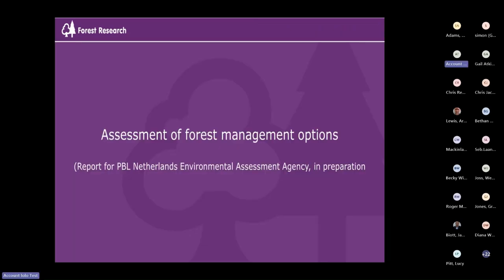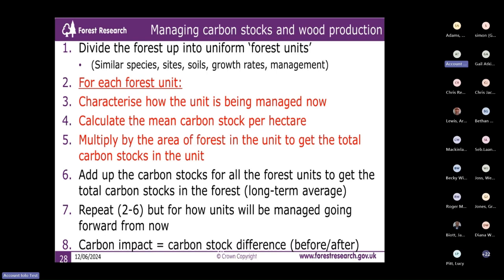I'm now going to talk a little bit about assessing management options for existing forests. And to do this, this work was done actually for the Dutch government. It's going to be in a report published quite soon. How would you go about taking a big forest that you've got, and working out how you could manage it for carbon benefits? Well, I'm suggesting you could use this process.